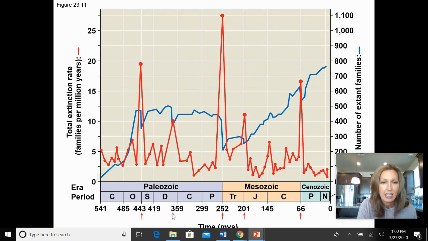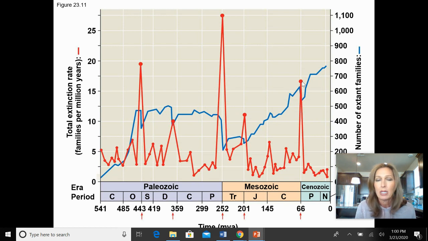Here is a second mass extinction that happened here. Here's a third one, a fourth one, and then also a fifth mass extinction. Again, being marked with at least 50% of marine life going extinct during that particular period of time.